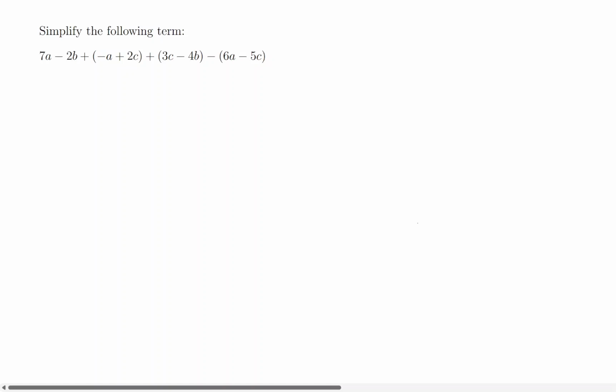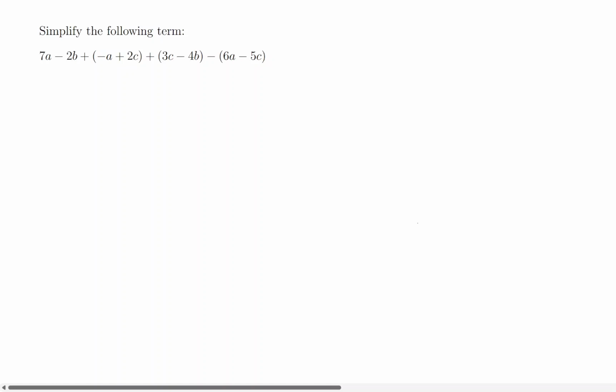So what should we do? We should simplify the following term. So we should simplify this expression so that it's way shorter. And what can we do there? The first thing I would do is to get rid of those brackets.